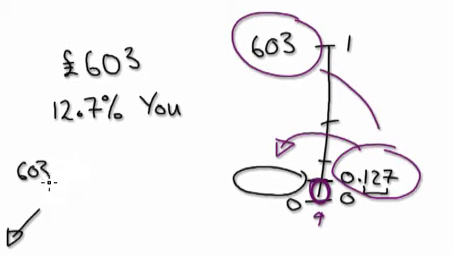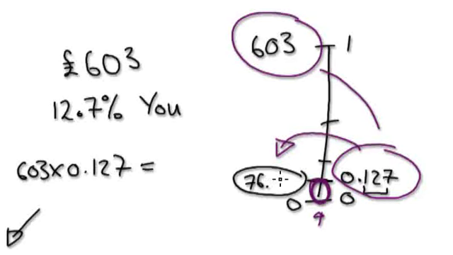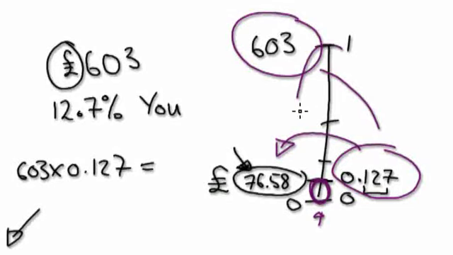So it would be 603 times 0.127. So that would be, hang on, calculator, clear, 603 times 0.127 equals 76.58. So because we're working in pounds, let's stick pounds in here. So this is how much you will get. Okay, the rest up here will remain with me.